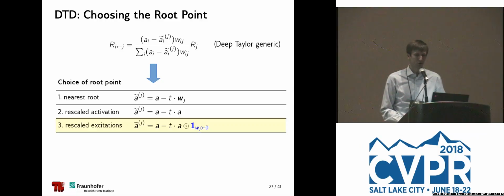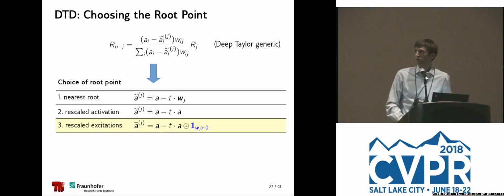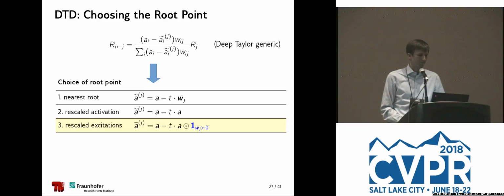So now how to choose the root point? There are many different ways to do so. One could do, for example, nearest root search. So we start at the activation A, and then we go along the direction of the gradient of your relevance neuron until we hit the root point. What we can do also, we can take our activation and then rescale it towards the origin. And typically, if we constrain biases to not be positive, then we will also hit a root point.